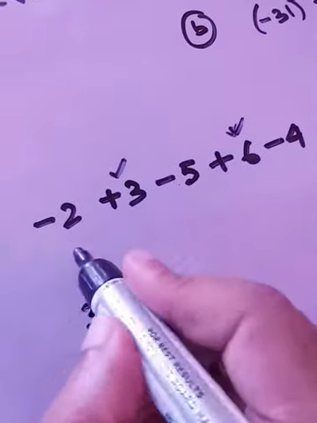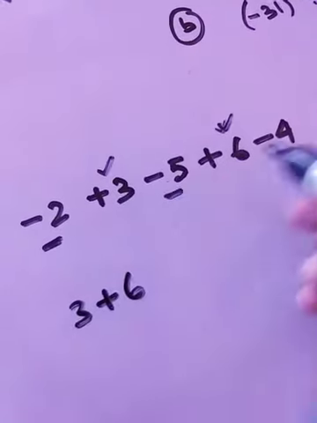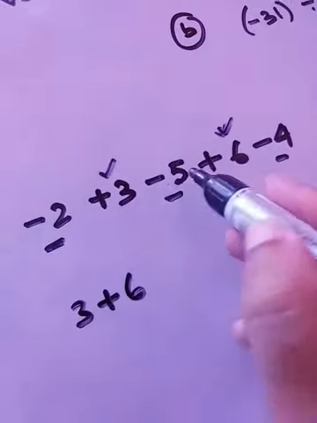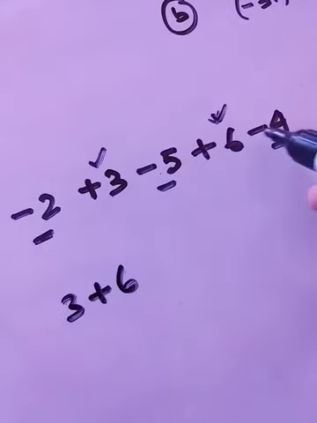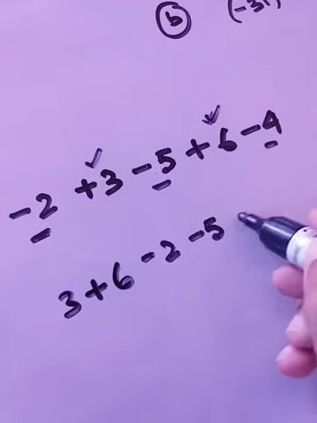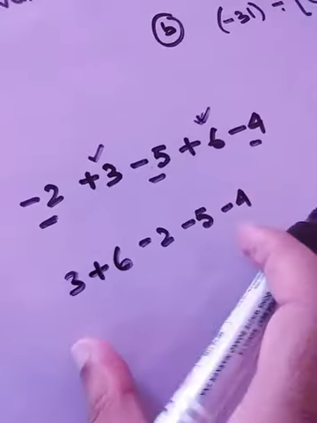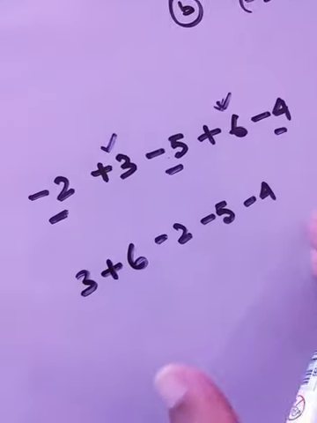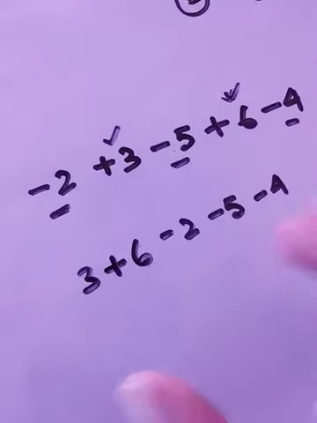And which are the negative numbers? 1, 2, 3. Because 2 is carrying a minus sign, 5 is carrying a minus sign, 4 is carrying a minus sign. So just keep them together, arrange them and write them together. This will really help you to solve a little faster, and it will also avoid silly mistakes.